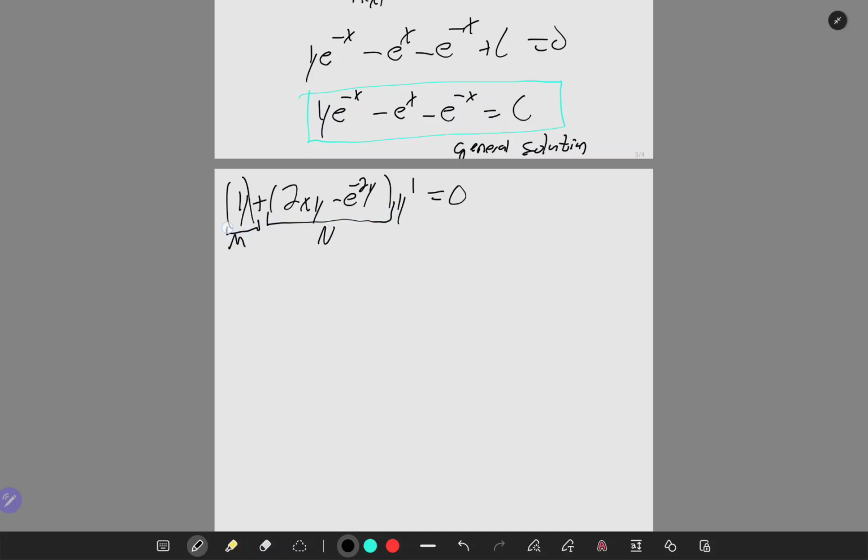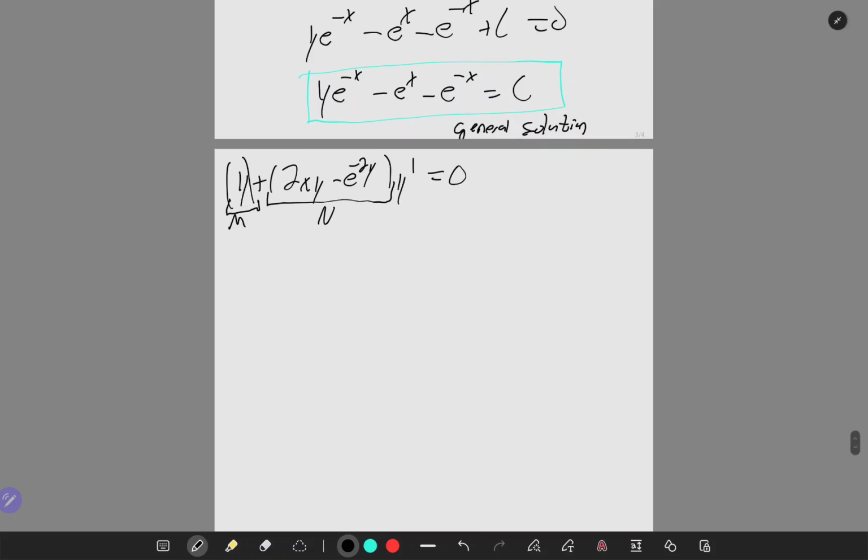Is it exact? Just by looking at it, it's pretty obvious that it's not, but let's just check. My would be 1, and Nx would be, that's 2y minus 0, so that's 2y. Not exact. Let's find the integrating factor. So let's see if I remember how to do this the long way.